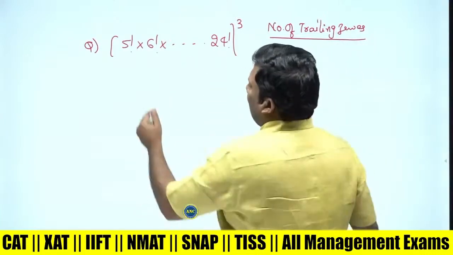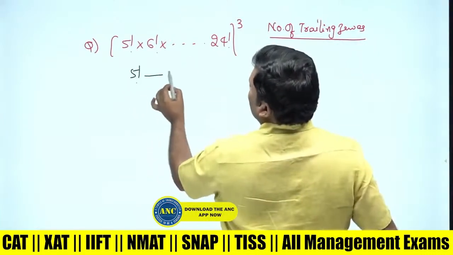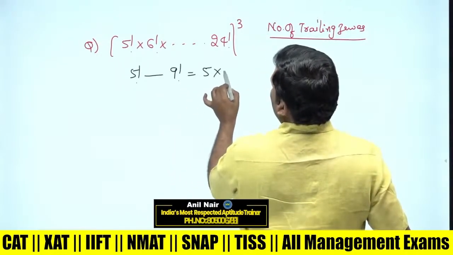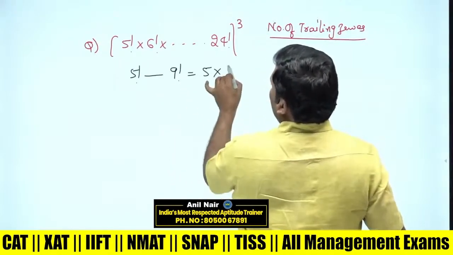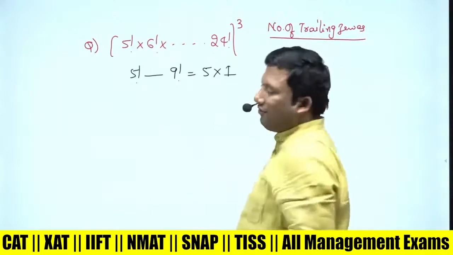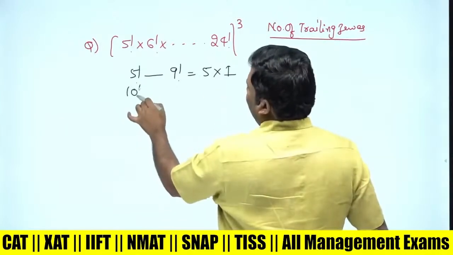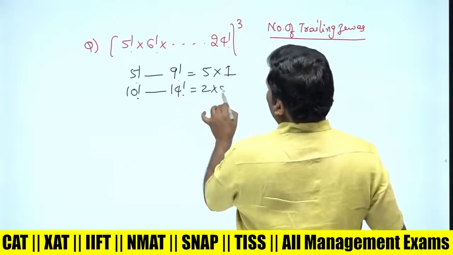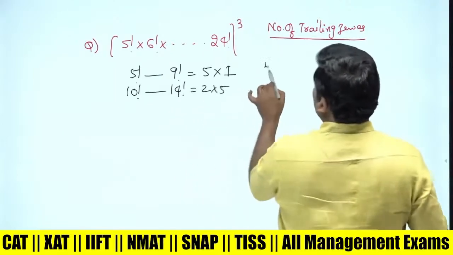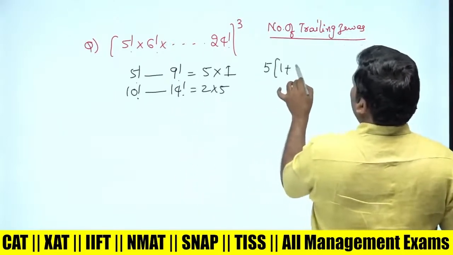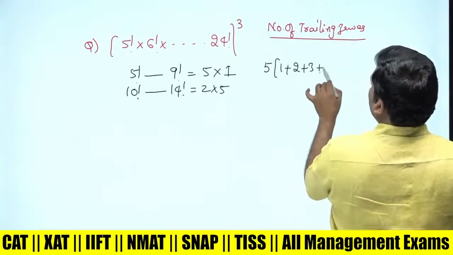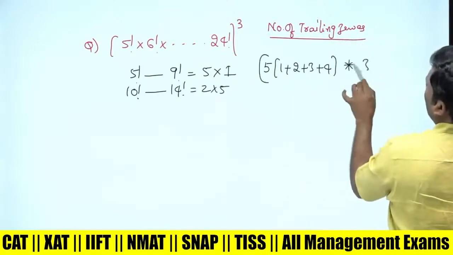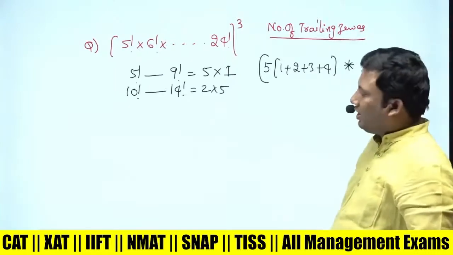Now see here, from 5 factorial till 9 factorial, there are 5 numbers. Each number will give one highest power of 5. Similarly, 10 factorial till 14 factorial, it is 2 into 5. You don't need to do anything. 5 into 1 plus 2 plus 3 plus 4. Simple. This is the answer.